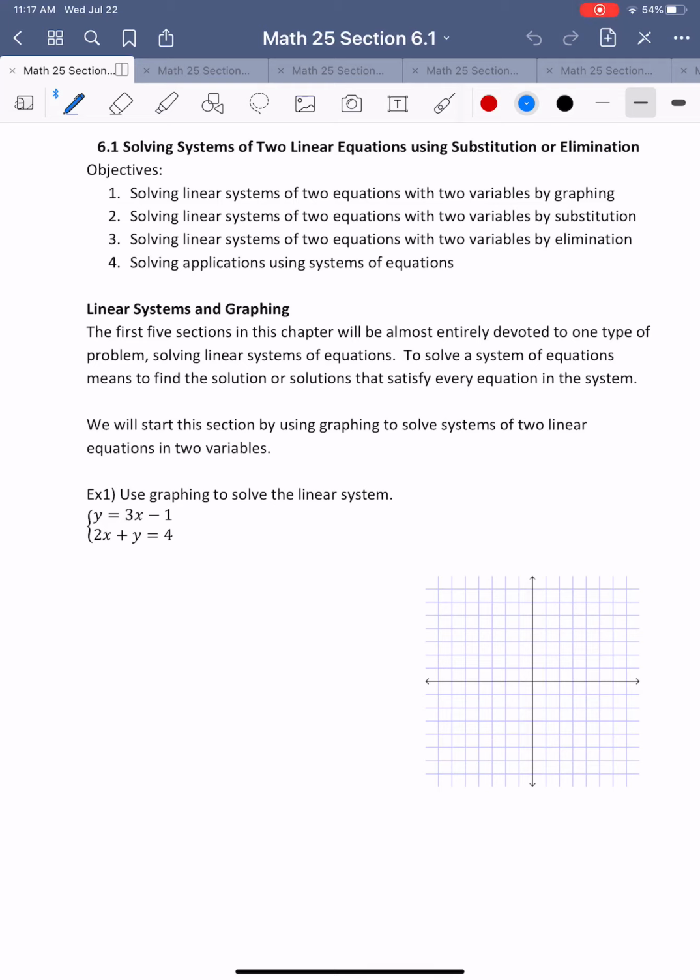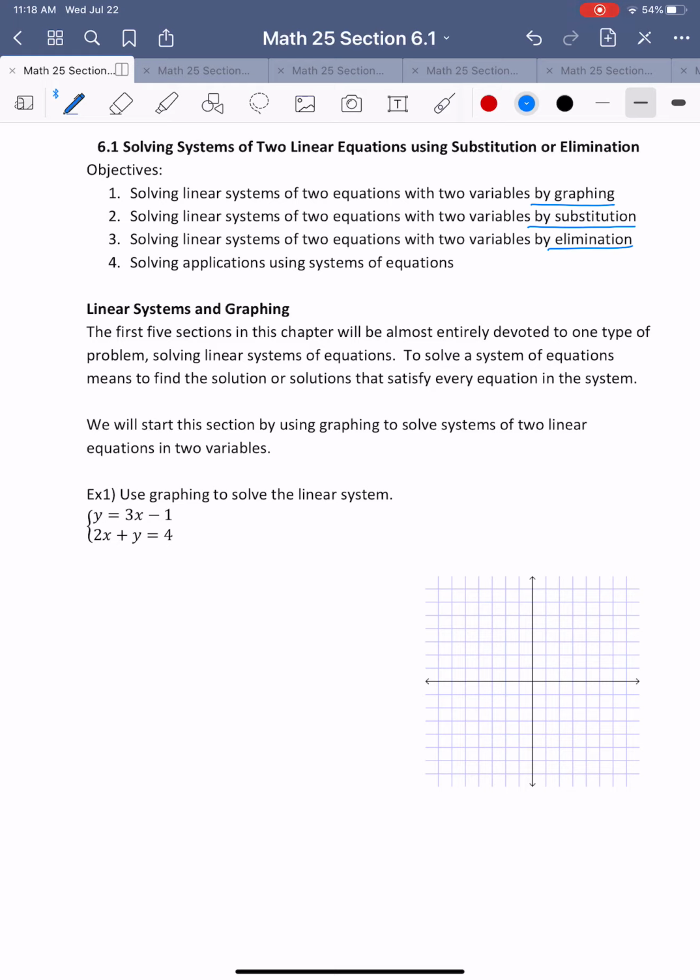Hello, this is section 6.1, solving systems of two linear equations using substitution or elimination. The objectives for this section are: number one, solving a linear system of two equations with two variables by graphing; solving a linear system of two equations with two variables by substitution; solving a linear system of two equations with two variables by elimination; and then solving applications using a system of equations.